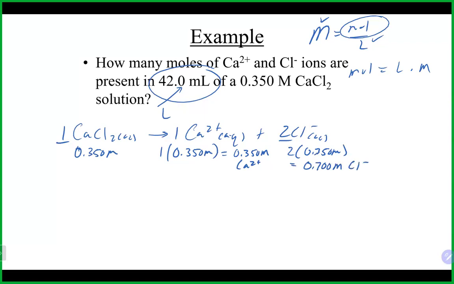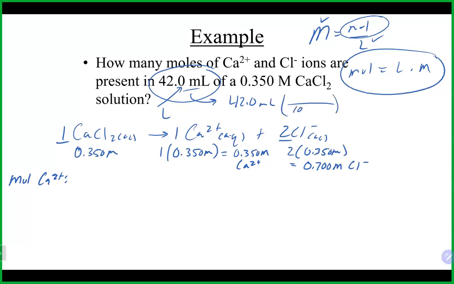So now that we have the concentration of each of the ions separately, we can go into our equation for each of them. If we wanted the moles of calcium, I'm going to take my milliliters, which I first need to convert. So 42 milliliters, and 1,000 milliliters is a liter. That puts it in the correct units, which is what we need. Again, always liters when you're using molarity by itself.